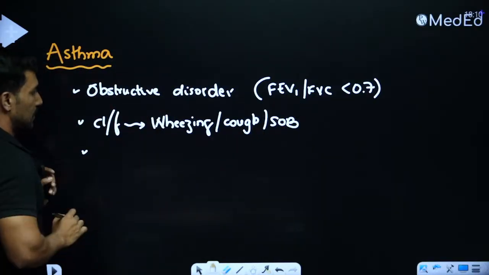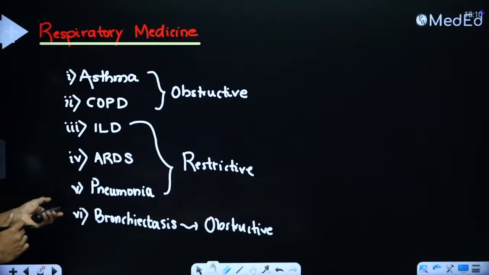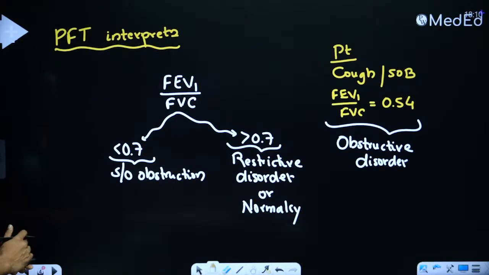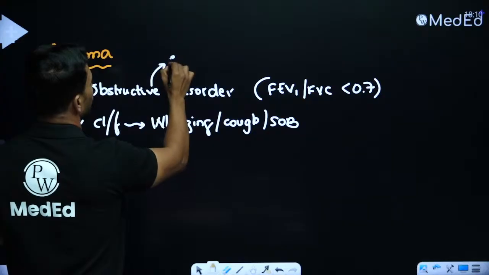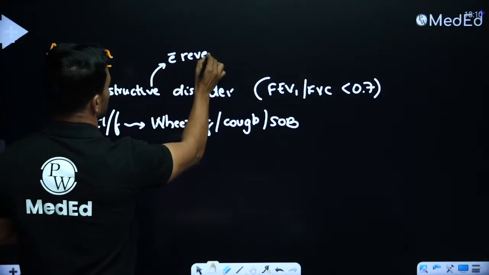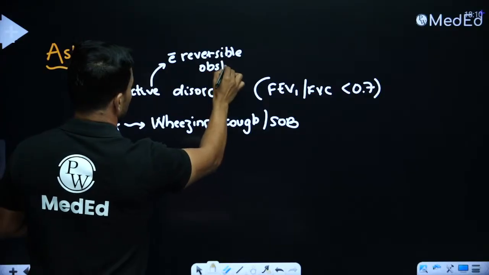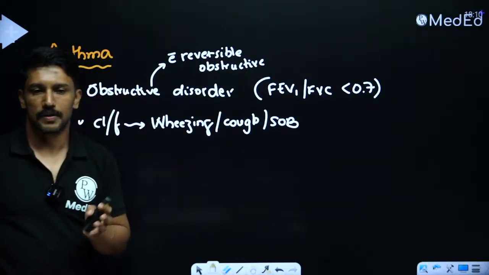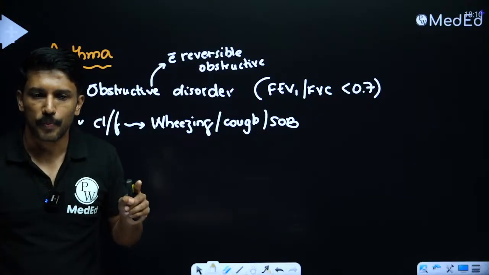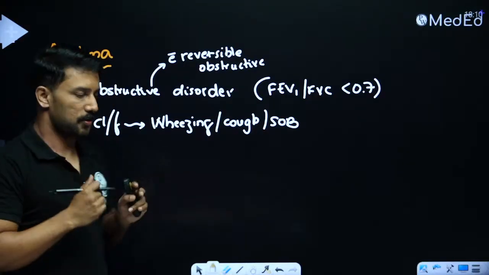Now, if I have to differentiate asthma from the other obstructive disorders, that is COPD and bronchiectasis, how can I differentiate? So please remember, asthma is an obstructive disorder with reversible obstruction. Now what do I mean by that? The obstruction that we have here, if I give a bronchodilator, it can be reversed. It is not a persistent obstruction. In COPD, it is persistent obstruction, right?